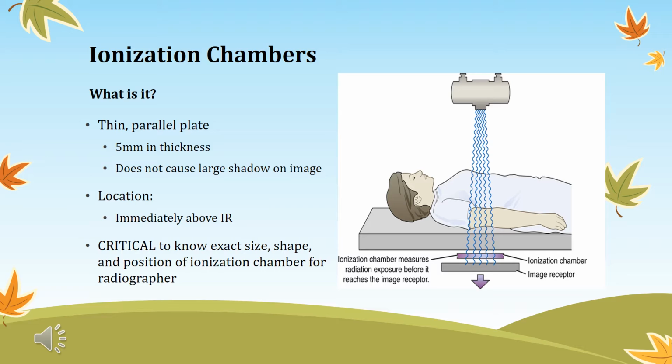What are ionization chambers? They are thin parallel plates located immediately above the IR, and it's critical for the radiographer to know the exact size, shape, and position of the ionization chambers. They're usually used in a 3-chamber configuration. They are about 5 millimeters in thickness, therefore they don't cause a large shadow on the image.